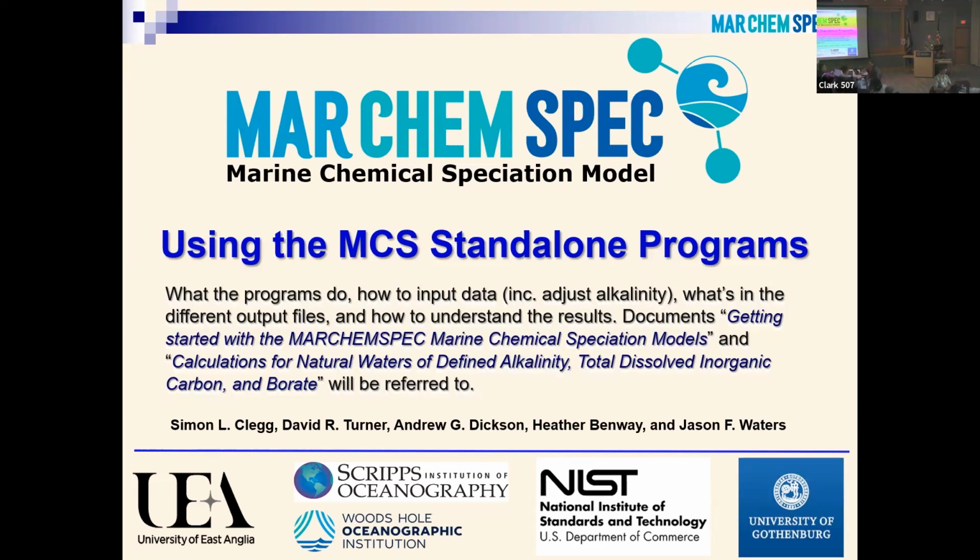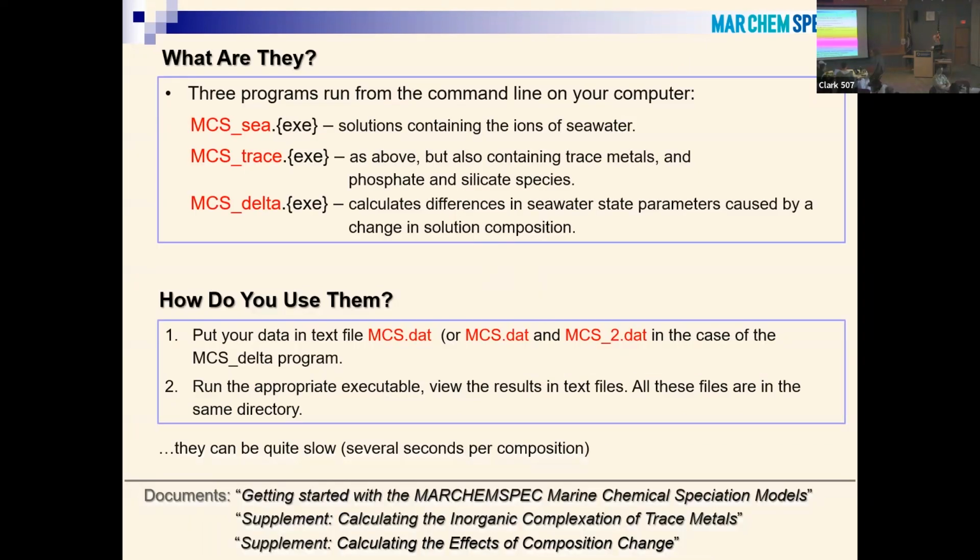We're going to cover what the programs do, how to input data, including how to adjust alkalinity, what's in the output files, and how to understand the results. The relevant documents: the main one is called Getting Started with the marine chemistry speciation models. The separate one on alkalinity will also be referred to. The three programs run from the command line on your computer.